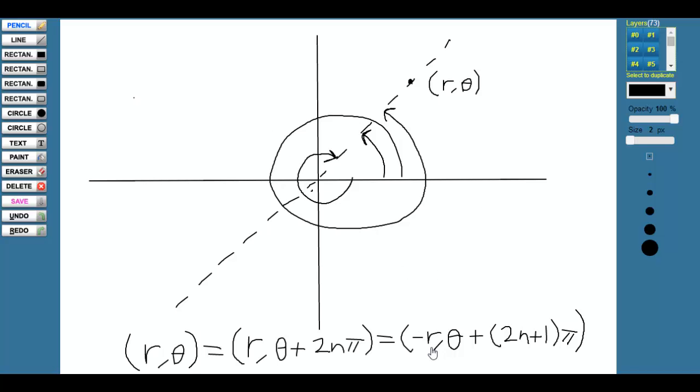And now this one, (negative r, theta plus (2n plus 1) pi), this basically means, you see how the angle theta kind of goes in the opposite direction.